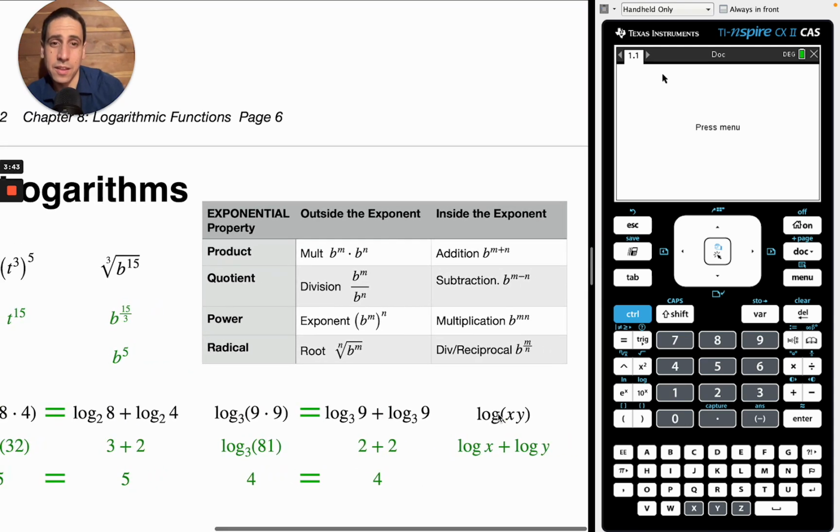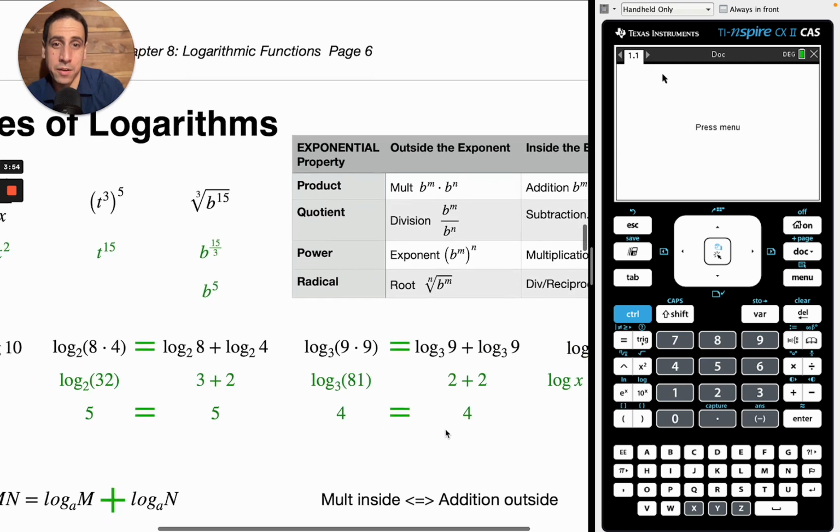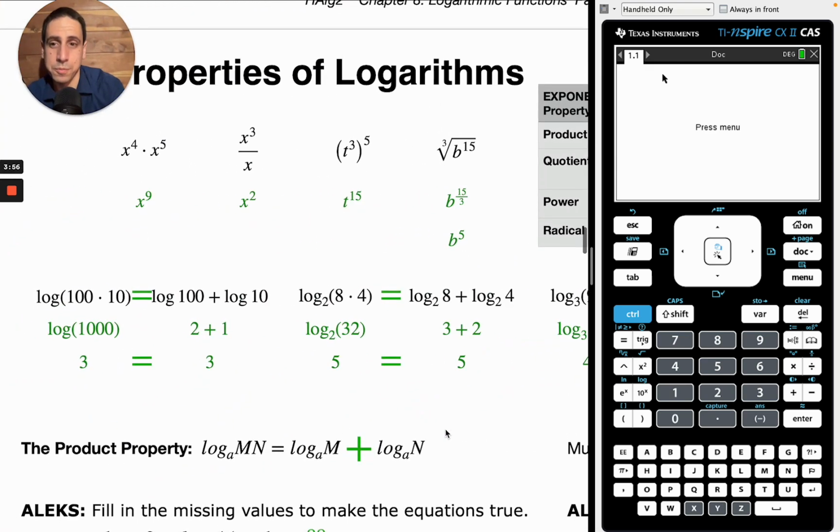What I'm trying to say is, if you take the log of something with multiplication on the inside, that's going to be equal to log base a of x with the addition on the outside, log base a of y. That's the formula. That's the pattern. So the product property of logarithms looks like this. Log of any base a of m times n. And maybe you should put parentheses in here.